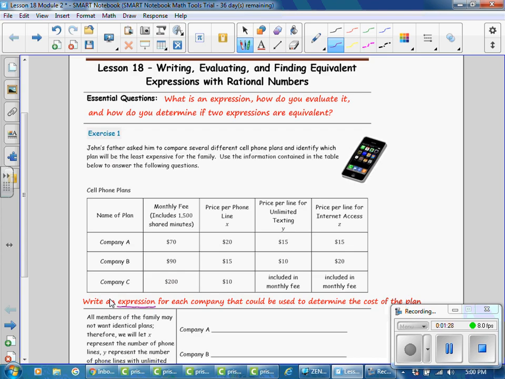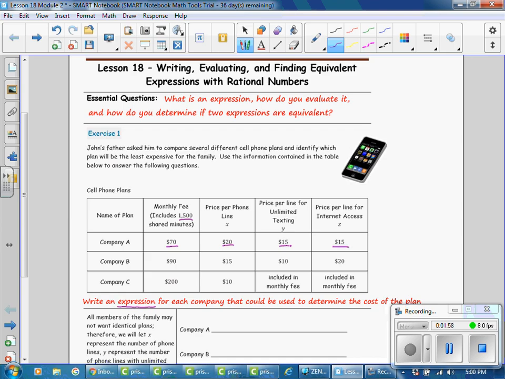So in our cell phone plans, we have Company A, and they charge a monthly fee of $70, and that includes 1,500 shared minutes. Then the price per phone line is an additional $20 per line. For unlimited texting, it's another $15 per line. And for internet access, it's another $15 per line.